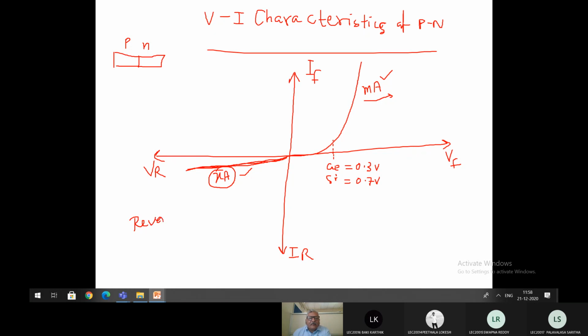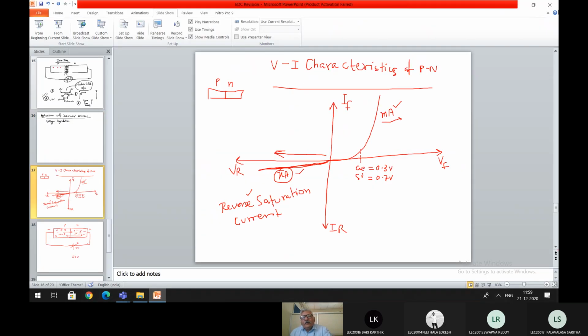Why is it called saturation current? Because its value is almost constant. You are increasing the reverse voltage, even then this current is not increasing too much. It is almost constant, so it is called the reverse saturation current. It depends upon temperature. If you increase the temperature, its value will increase, right? Okay, so we will continue from here in the next class.